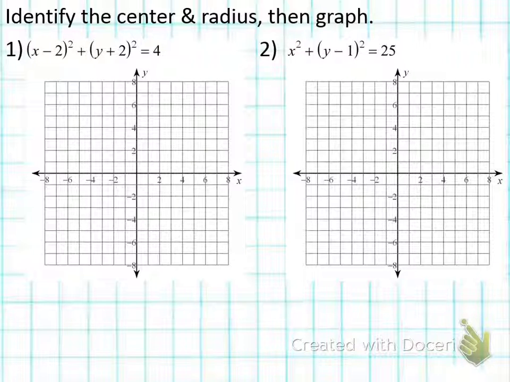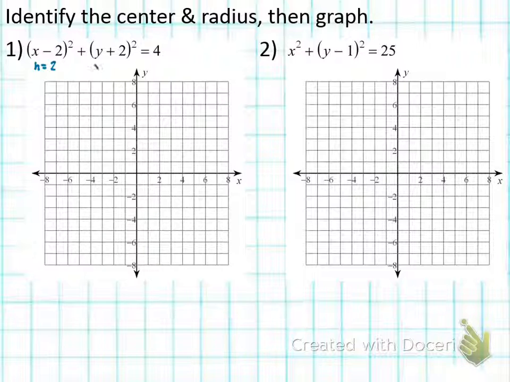So I already recognize this as the standard form of the equation. So we have h and k's already there. So I know this is x minus h. So if this is my h, then h is going to be equal to 2. Over here we have y plus 2 squared is equal to 4.